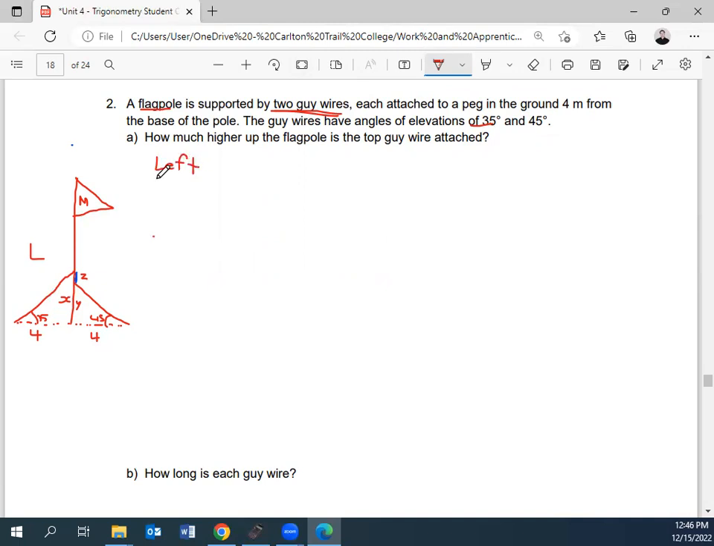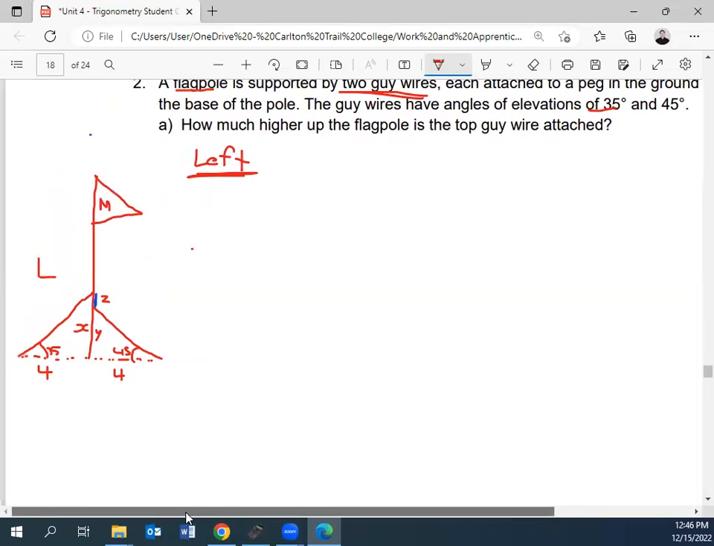So left. So you can just design it like, sorry? You can just make a drawing. Yeah, if you want. I just wanted to make sure that this is the flagpole. You could just do a straight line if you wanted to. So I'm going to start with this left one here. My angle here is 35.